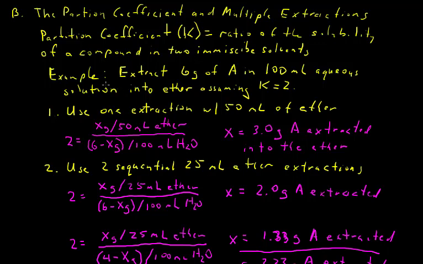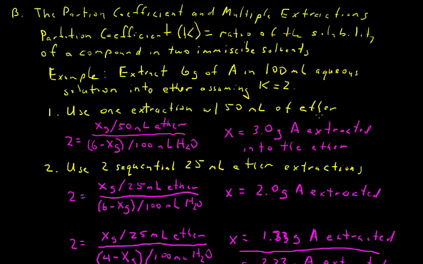As a theoretical example, we're going to extract 6 grams of compound A, which is dissolved in 100 milliliters of aqueous solution, into an organic solvent, and again we'll use ether. We'll assume that the partition coefficient for this extraction is 2, which means the compound is essentially twice as soluble in ether as it is in water, given equal volumes of both solvents. Now we're going to do this extraction twice. The first time, we're going to use a single extraction of the 100 milliliters of aqueous solution with 50 milliliters of ether.